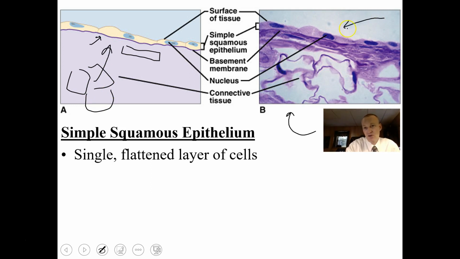This is a photomicrograph over here. You can see they have a pretty well-defined nucleus. You can see the cell sitting on the basement membrane. You can see the apical surface. You can see the basal surface and the lateral surface of these cells.